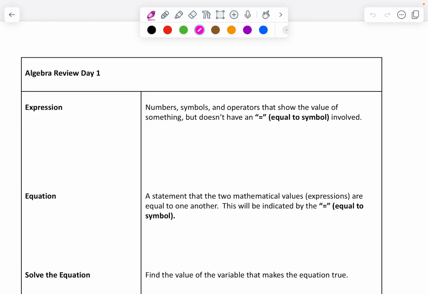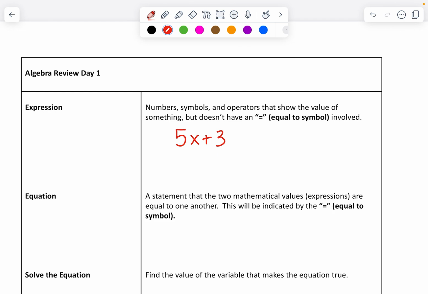An expression is numbers, symbols, and operators that show the value of something but doesn't have an equal symbol involved. So it would be something like maybe 5x + 3. That would be an expression.